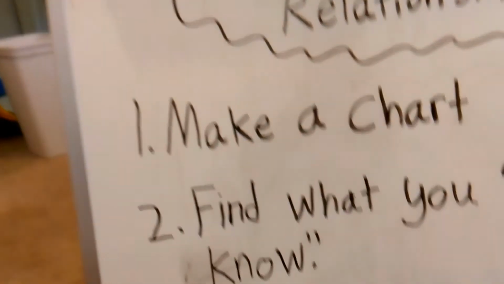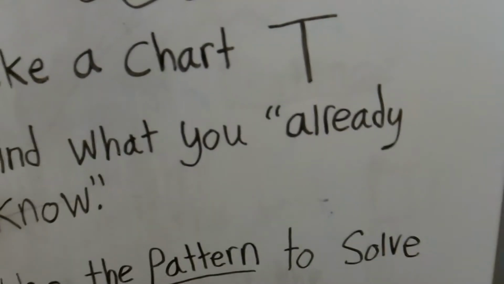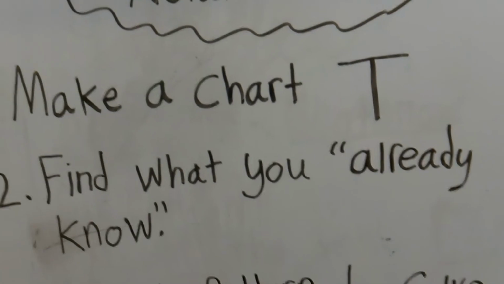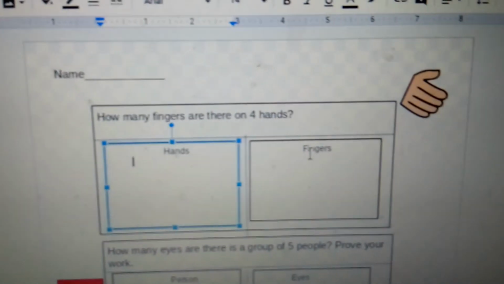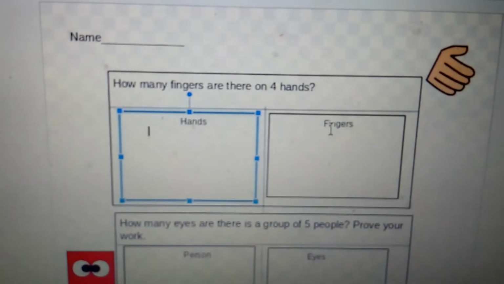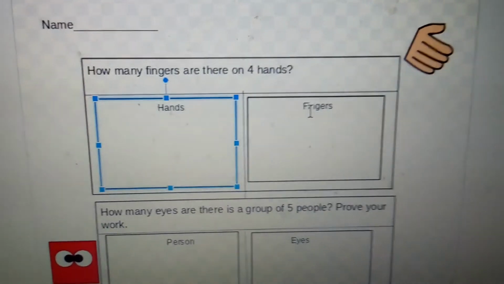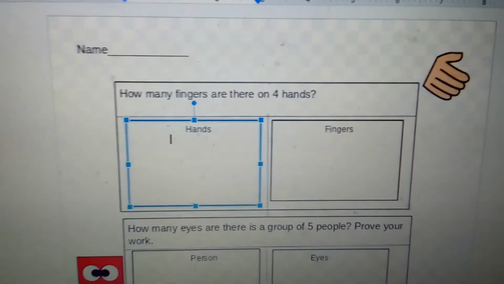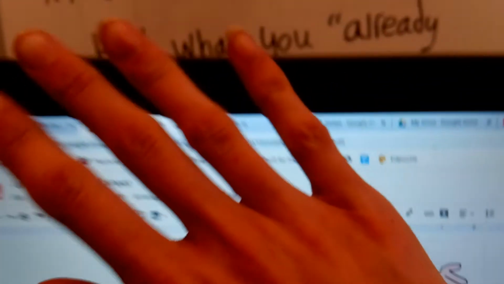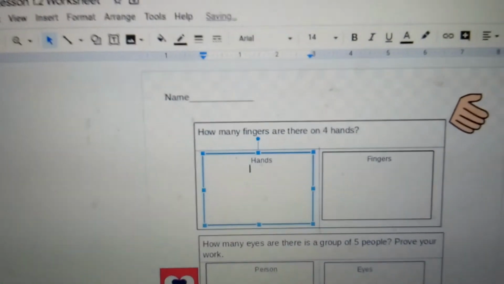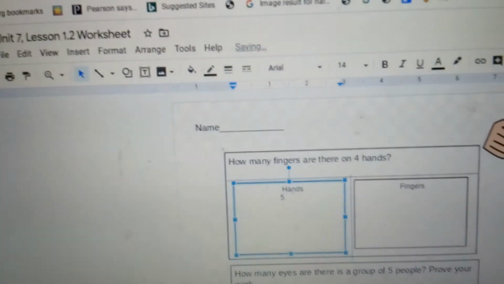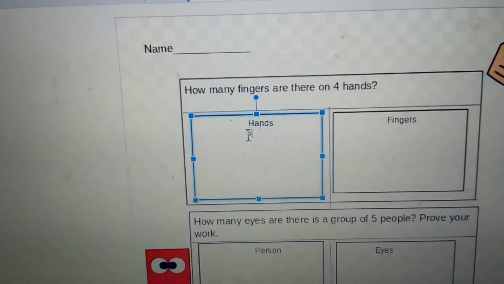So now we are ready for step 2. And we need to find what we already know about the problem. So putting on those caps again, how many fingers are generally on one hand? When you have that, type it in. That's right. When I look at my hand, I see I have 1, 2, 3, 4, 5. So what I'm going to do is I'm going to type in 5, because that is the number.